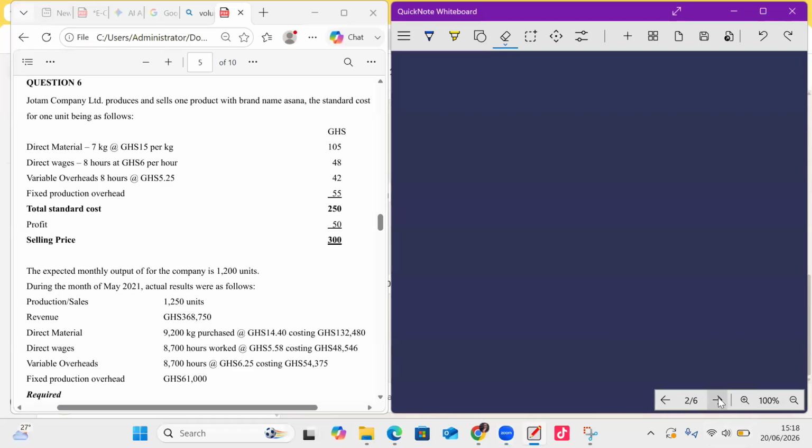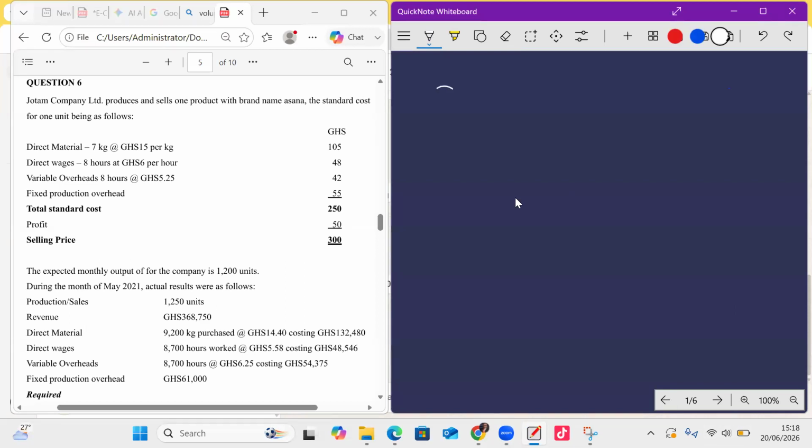Now, we are going to work on what is called standard costing. Standard costing. So, standard costing, we are saying, or what is a standard cost? A standard cost is the cost determined by the organization. Standard cost is the cost which is determined by the organization.